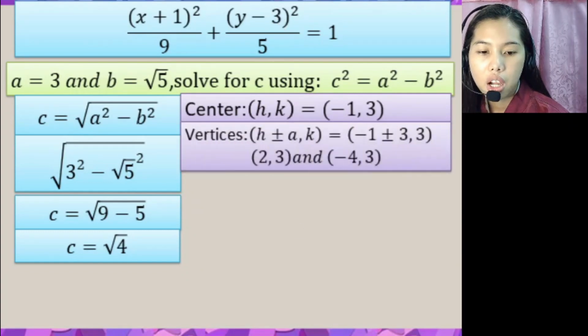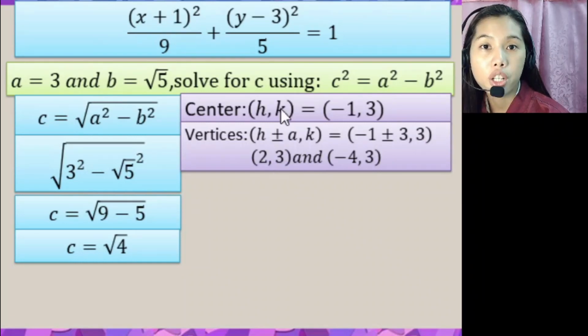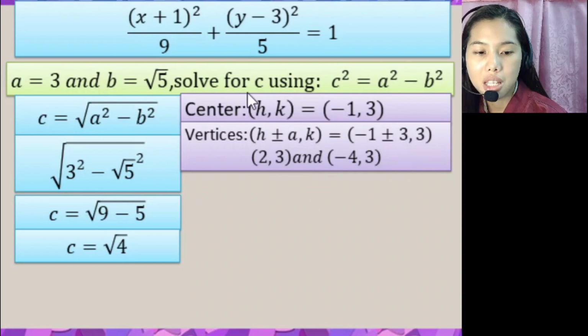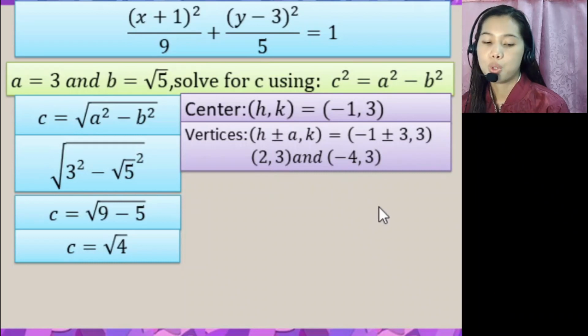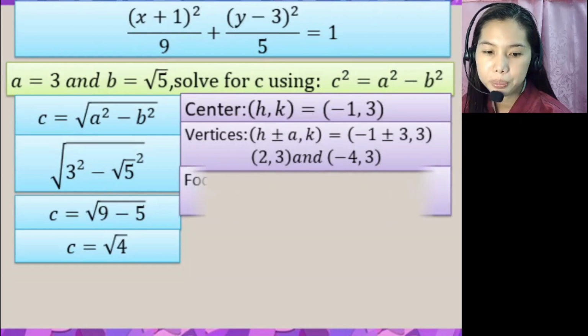Alright? Our vertices: if you have noticed, our bigger denominator falls under x. So therefore, for the vertices and our foci, we will be changing the x coordinate. So h plus minus a, k. So -1 plus minus 3. We have -1 plus 3 is positive 2, and -1 minus 3 is -4. So our vertices lie at 2, 3 and -4, 3.